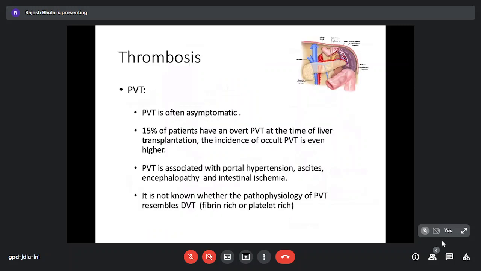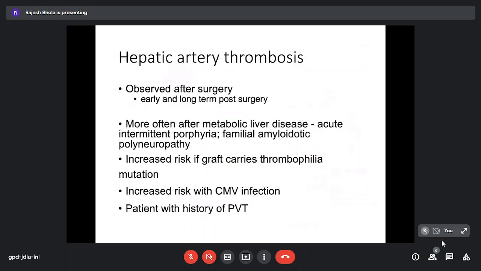The next complication in case of a liver disease is thrombosis. Often the portal venous thrombosis is asymptomatic. 15% of patients can have an overt portal venous thrombosis at the time of liver transplant. The incidence of occult PVT is even higher. The PVT is associated with portal hypertension, ascites, encephalopathy, intestinal ischemia. It is not known whether the pathophysiology of PVT resembles DVT or not.